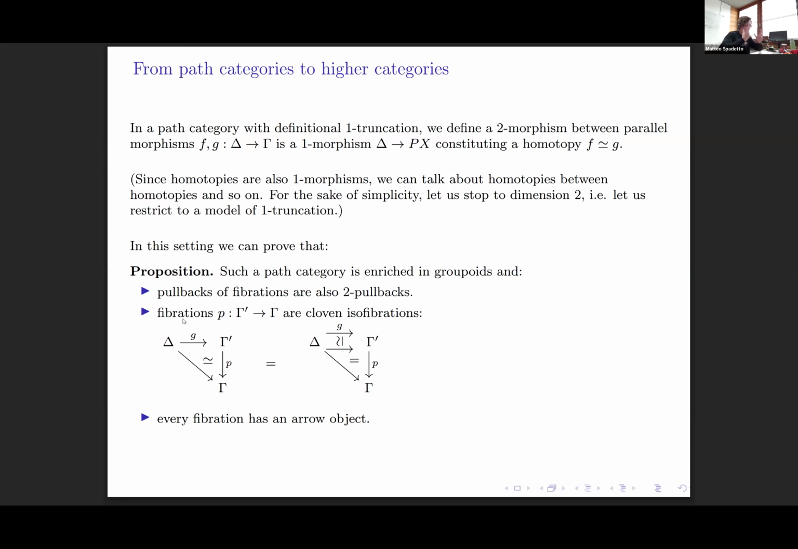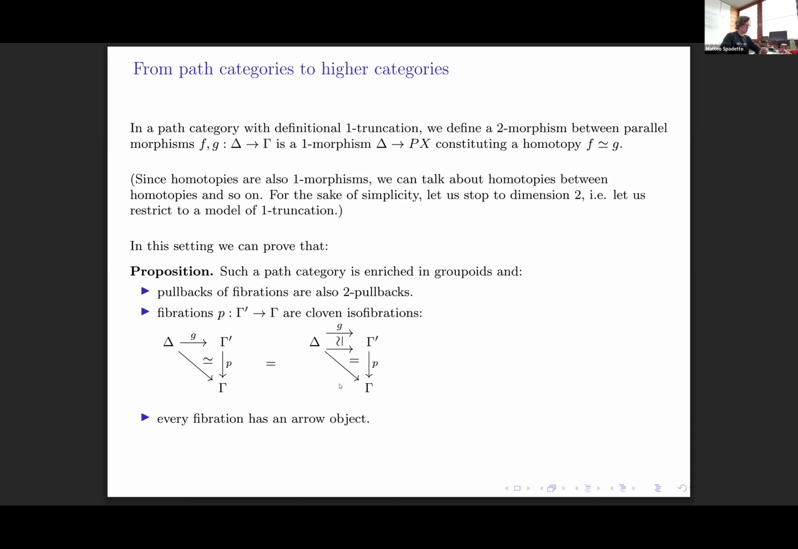Secondly, fibrations are actually, categorically speaking, fibrations, because they are closed isofibrations, meaning that whenever P is a fibration or a display map, and you are given such a triangle that commutes up to a two-dimensional cell, you can find an arrow parallel to G such that the lower triangle commutes. So you can strictify this weakly commutative triangle up to lifting this homotopy to a homotopy between G and its transport, in such a way that once you post-compose back with P, you obtain the two cells you started from. And finally, every display map, every type, has an arrow object.